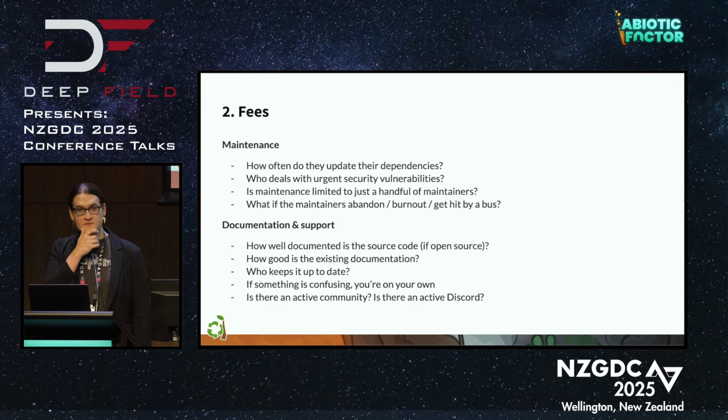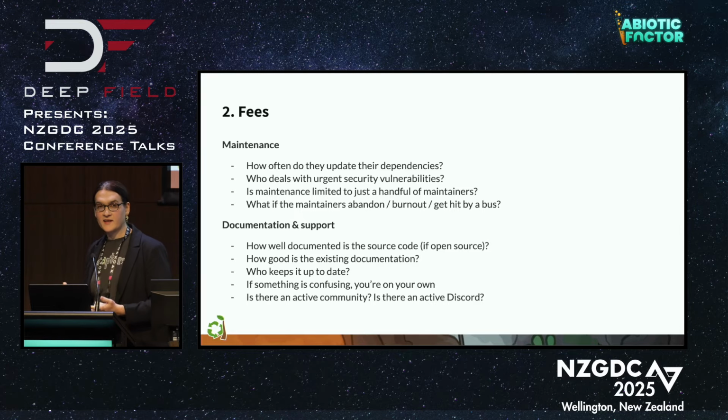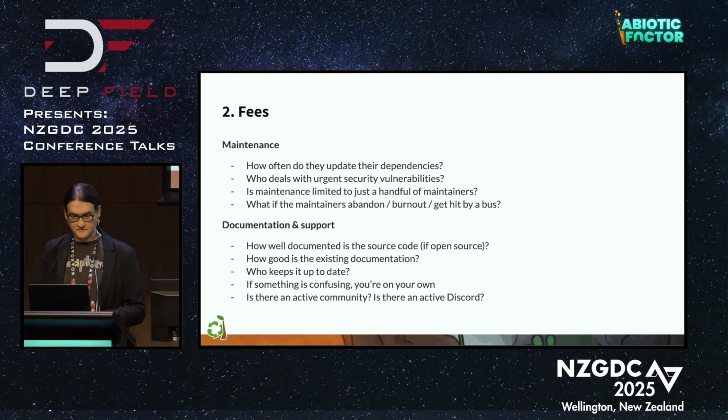Another thing that your fees may have been paying for is maintenance. How often does your engine update their dependencies? What happens if there's a security vulnerability? Is maintenance just limited to one or two people, or is it an entire community effort? And again, what happens if your small engine's maintainers burn out or get hit by a bus? These are unlikely risks, but you need to be aware of them.